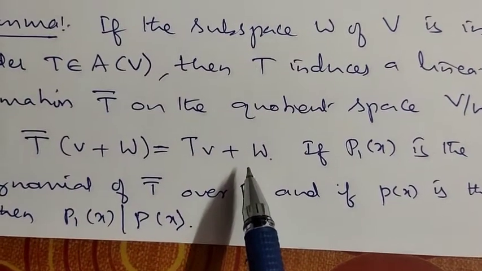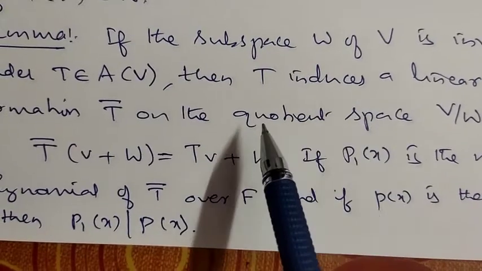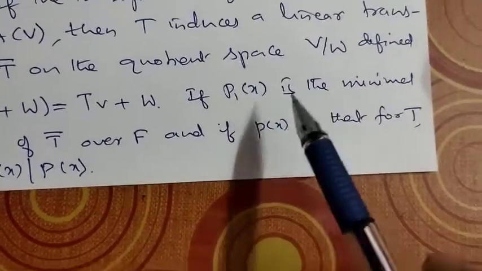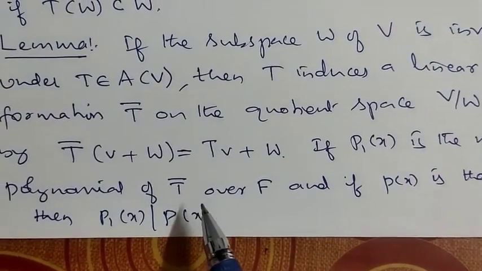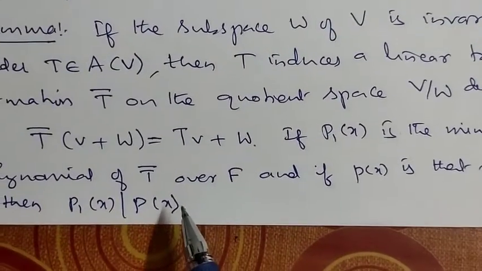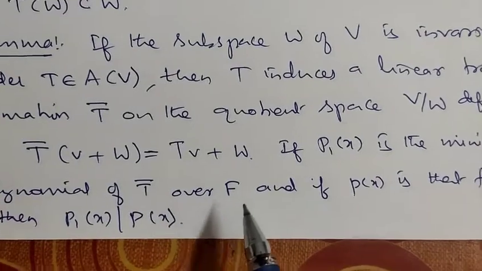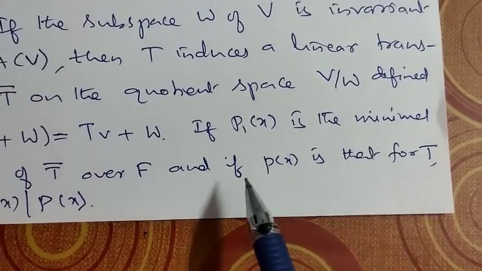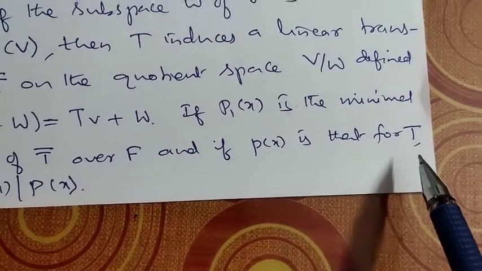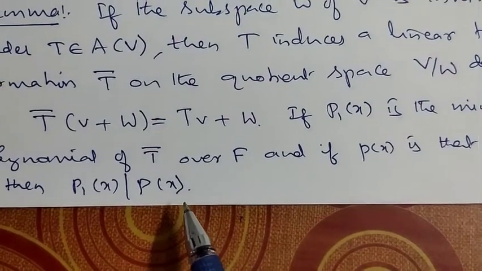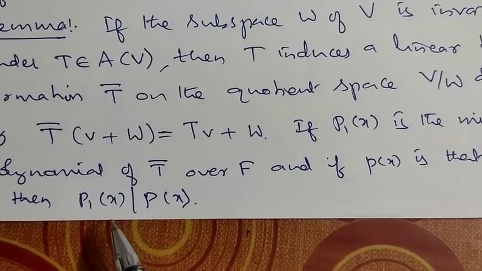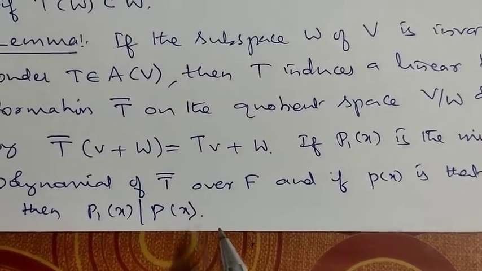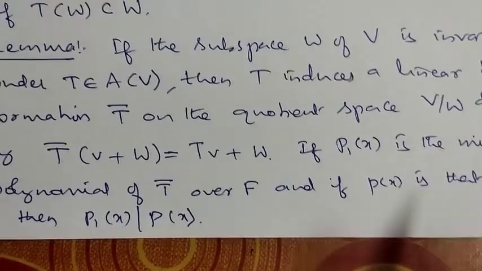Now if T is an operator on V, then T induces an operator T bar on the quotient space V by W. The next thing is, if P1 of x is the minimal polynomial of T bar, meaning P1 of T bar is 0, and P of x is the minimal polynomial for T, then P1 of x divides P of x. Okay, so let us prove this first.